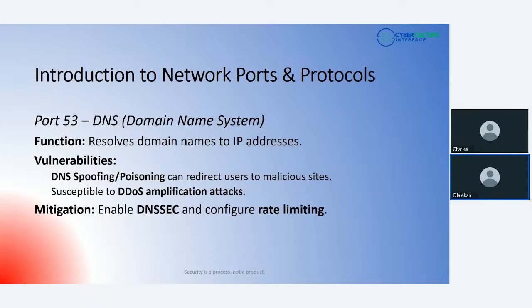Then the mitigation is to enable DNS security, DNSSEC, and configure rate limiting. So this DNS security is like the encrypted, the secured version of the DNS. Then rate limiting is really talking about the rate at which the system is trying to access the DNS server can be limited. If you can limit your system to a particular type of DNS service, those are what we're talking about configuring rate limit. So that's a way of mitigating it.